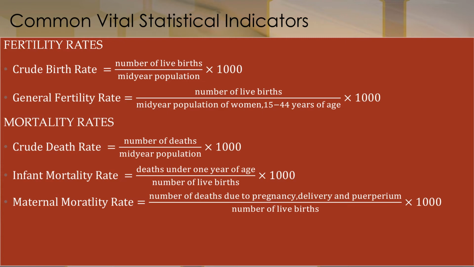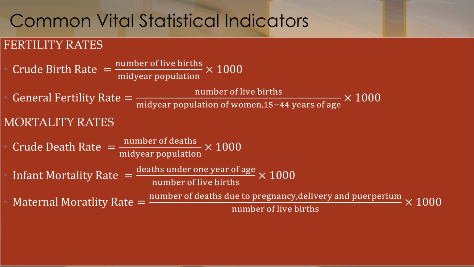Now, I would like you to be mindful when you are going to interpret rates. Don't forget to mention, for example, that your crude birth rate is per 1,000 population. For example, you're saying that the crude birth rate of community A is 120 per 1,000 population. So don't forget that.